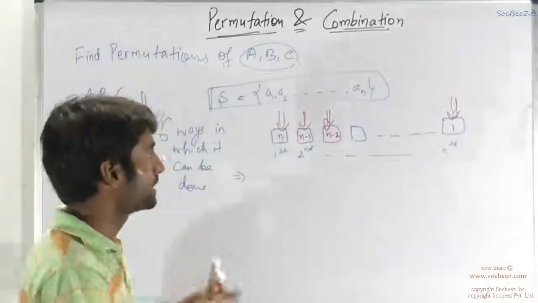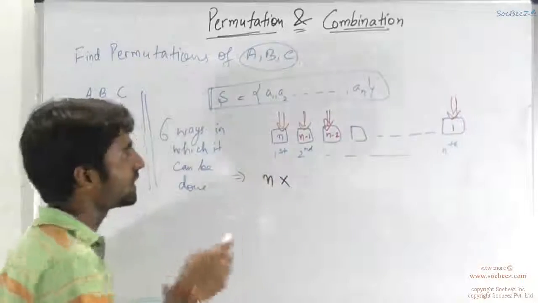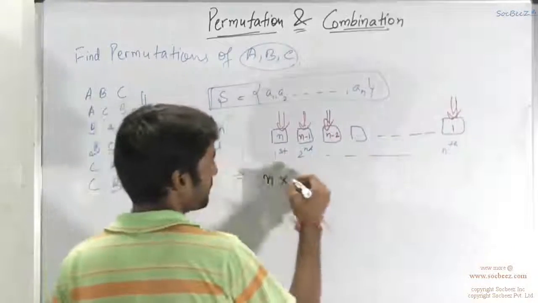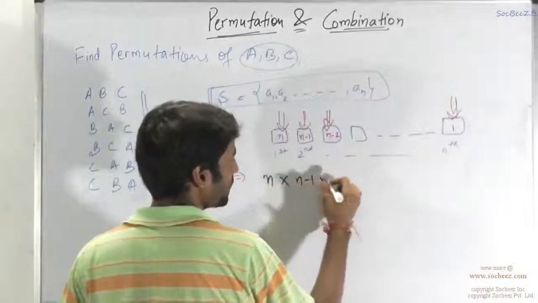So this means you can apply the multiplication principle. The multiplication principle says that to find how many such arrangements are possible, you multiply the possibilities of each of these tasks, that is n into n minus 1 into n minus 2.